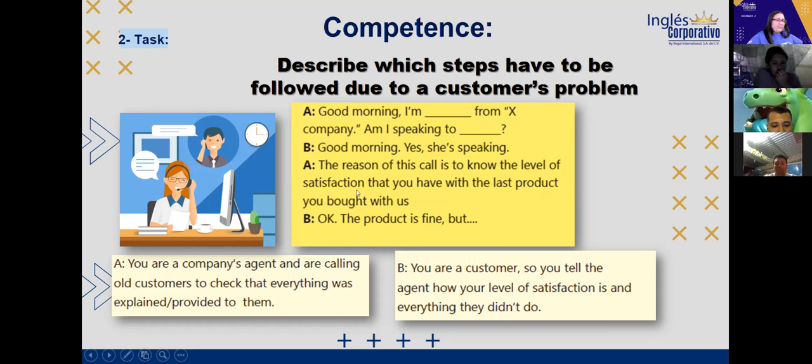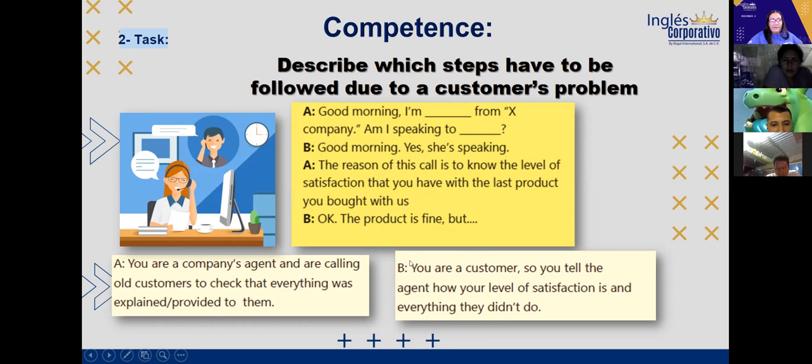No sé si les ha pasado con las companies de teléfono que le llaman para saber o le mandan un survey a su correo para ver el nivel de satisfacción que usted tiene con el servicio, right? So this is something similar. Okay, the product is fine, but I want to mention that this and this happened, right? So you are a company's agent and are calling all customers to check that everything was explained or provided to them. You are a customer, so you tell the agent how your level of satisfaction is.